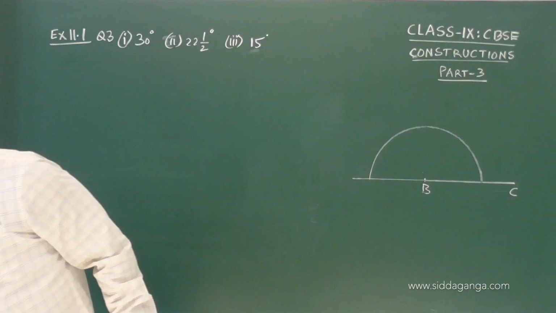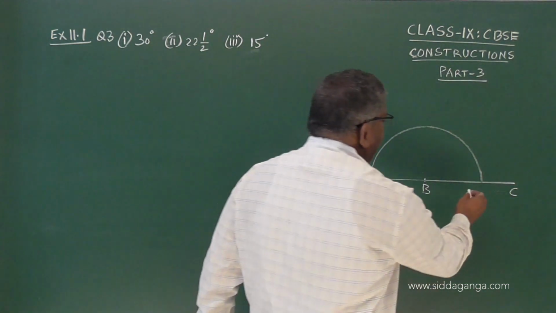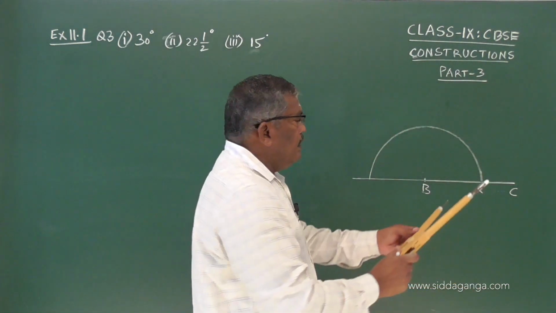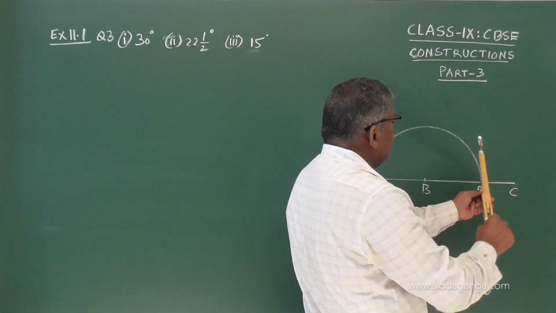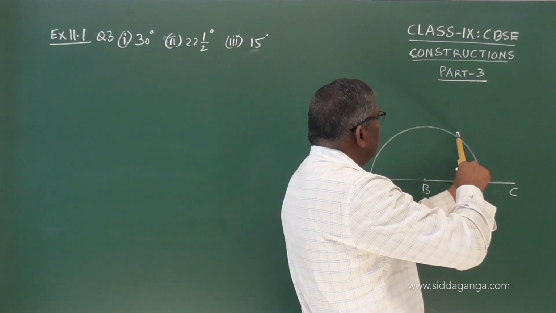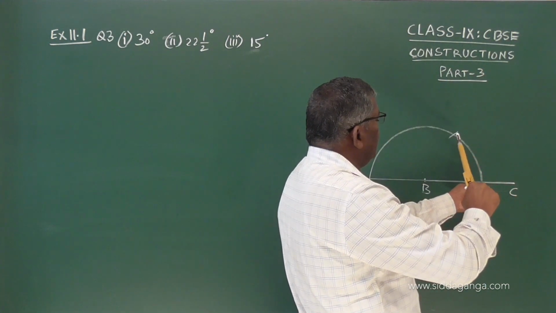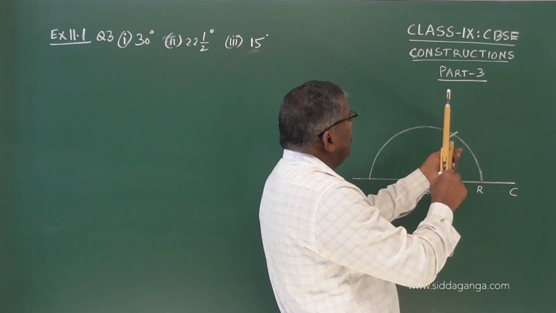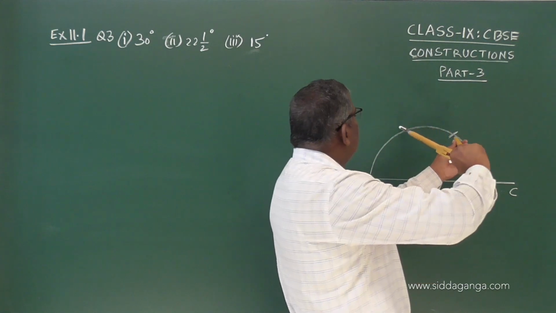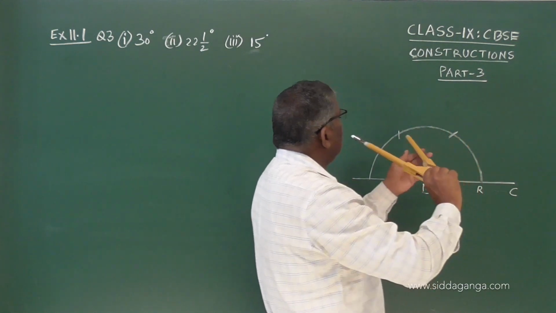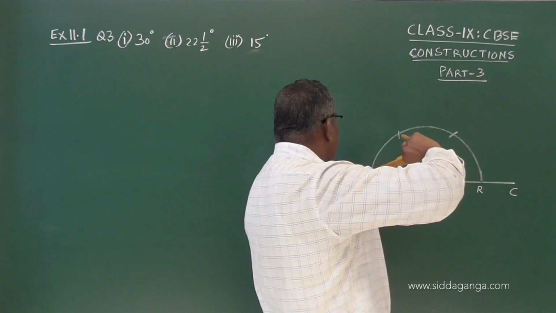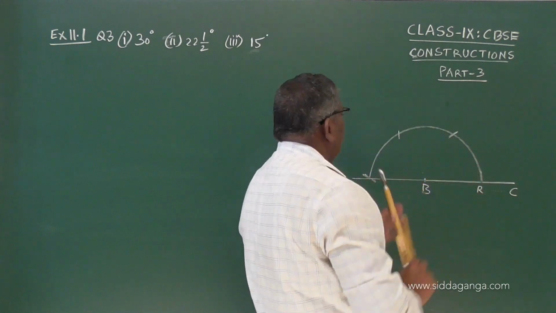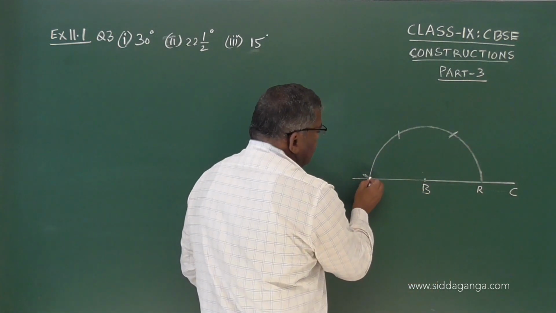Now if I call this R, remember, with the same radius and R as center, if I cut here, you will get one portion of the semicircle arc. Again from here if I cut, I will get the second one. So automatically the third one will coincide with this point. You observe this. This is very, very important.